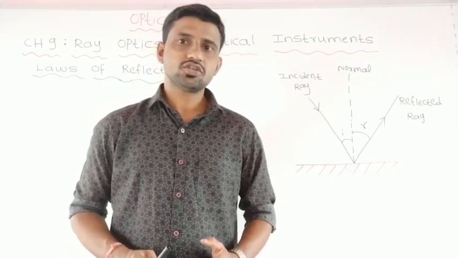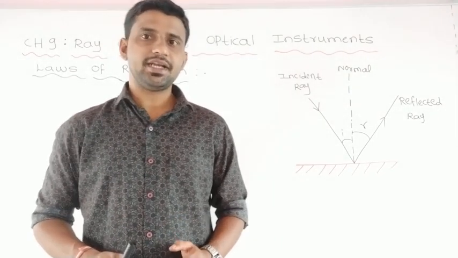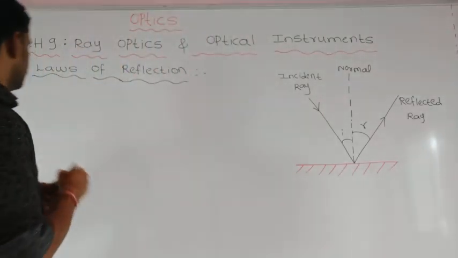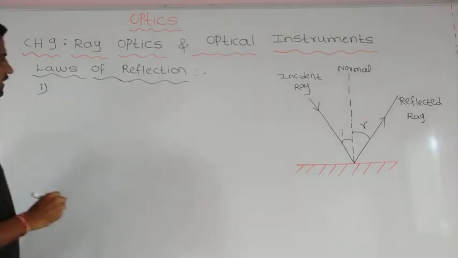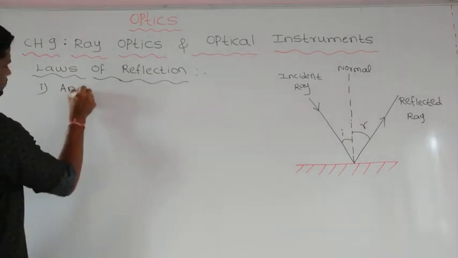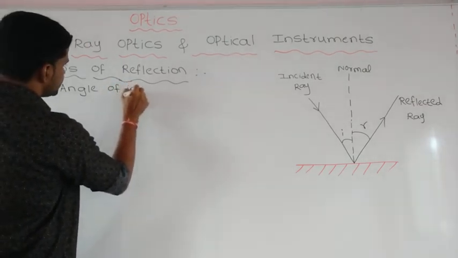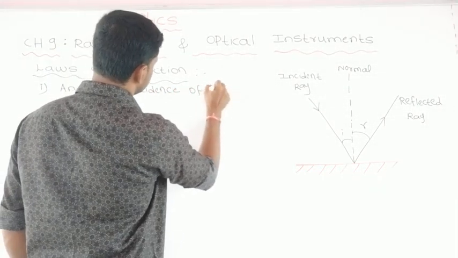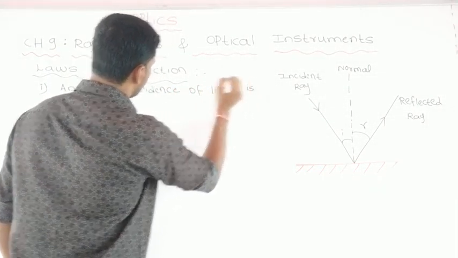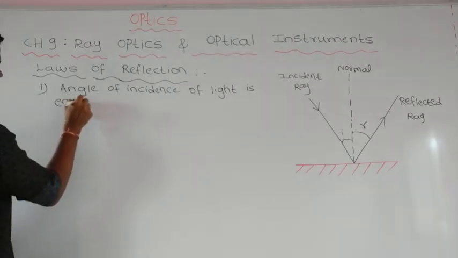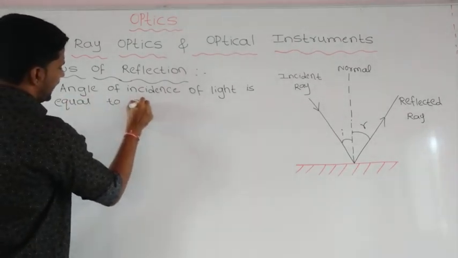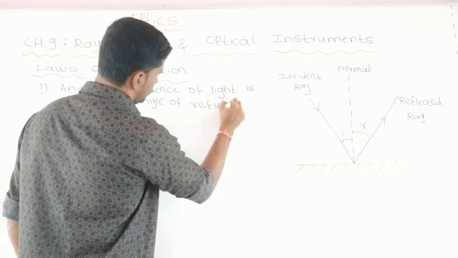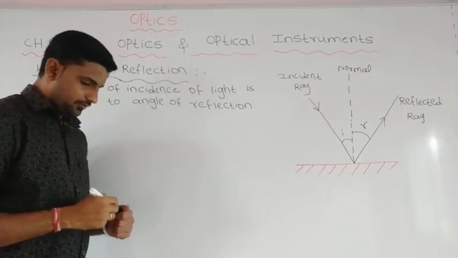Now let us discuss the laws of reflection. In the case of reflection, there are mainly two laws. Now let us see what is the first law of reflection. The first law of reflection tells that the angle of incidence of light is equal to the angle of reflection. This is the first law of reflection.